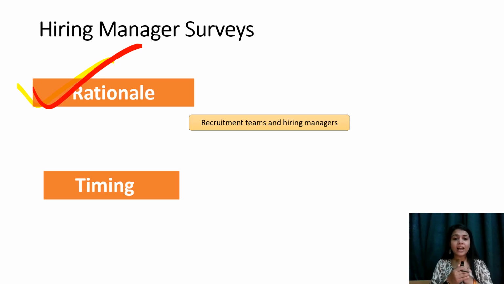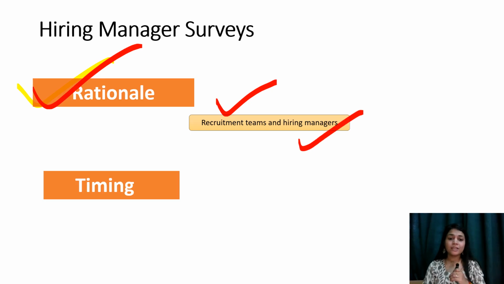Let's take the example, like I have said, there are two: one is the recruitment team, another one is the hiring manager. So are they different? Are they the same? They are not the same. They are different. Okay, I'll tell you the difference.